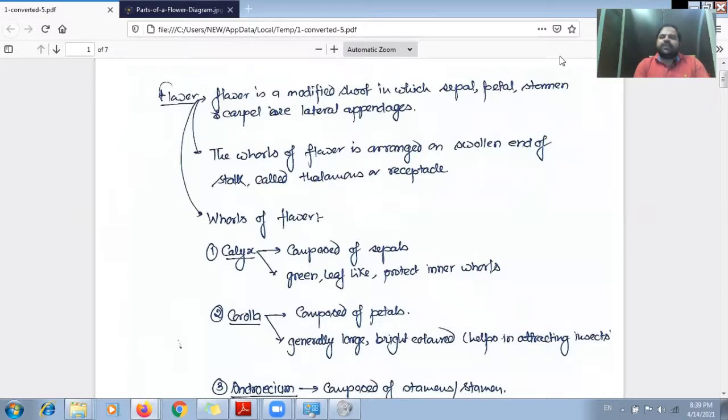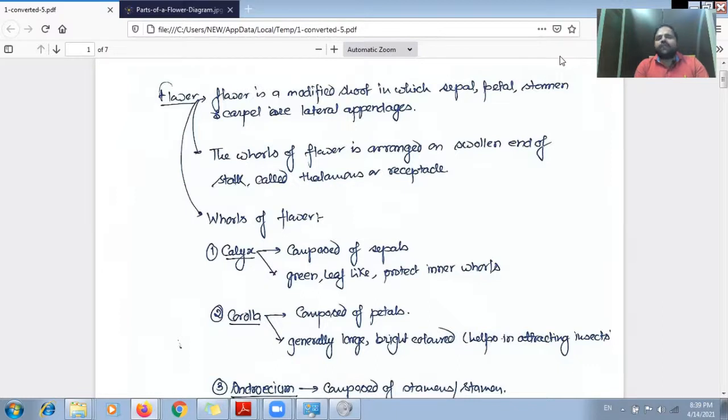The flower is nothing but a modified shoot, and the parts of the flower such as sepal, petal, stamen and carpel are just like lateral appendages. Means the flower is a modification of the shoot, and the parts of the flower are lateral appendages, as we can see in the case of a shoot. These lateral appendages like sepal, petal, stamen, and carpel are also called whorls.